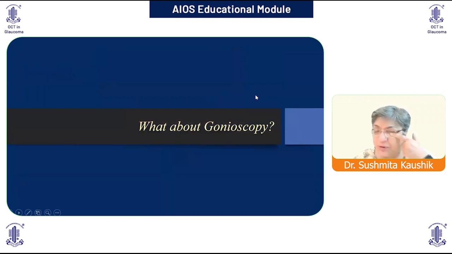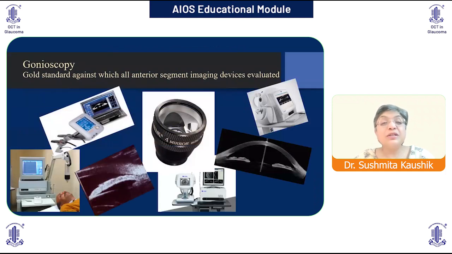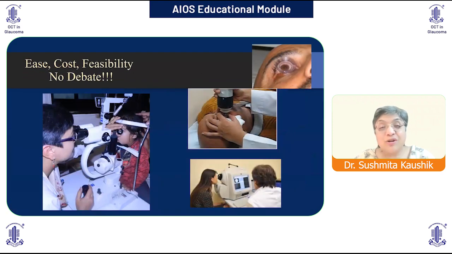I mean, we've been talking about the AS-OCT and we've been talking about UBM as well, but angle assessment, where does gonioscopy come in? Remember, gonioscopy is the gold standard against which all standard imaging devices are determined. So this is the mother of angle imaging or angle examination. The ease, cost, and feasibility of gonioscopy, there's no debate.